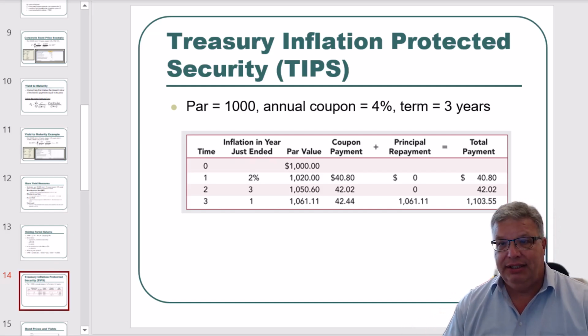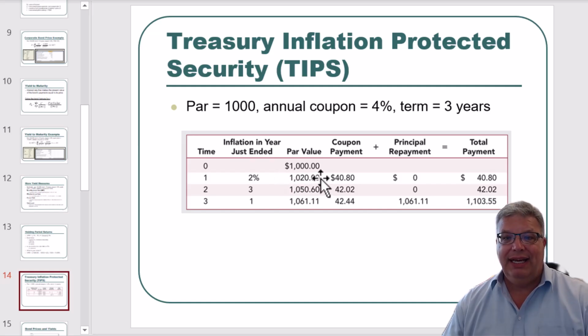So this slide here kind of shows an example of that. So look at here. We got a par value of $1,000, right? And let's say in time period 1, inflation is 2%. Okay, so the par value gets upped by 2%. So it goes from 1,000 to 1,020. And now we calculate the coupon payment, and you see 8%, or 4%, sorry, of the 1,020, and now it's adjusted because it's 40.80.